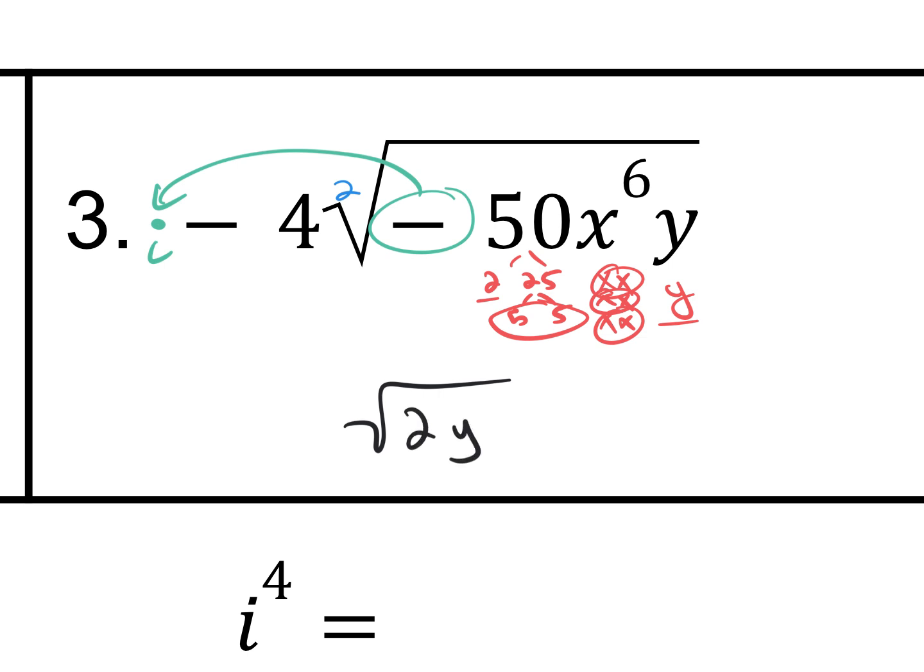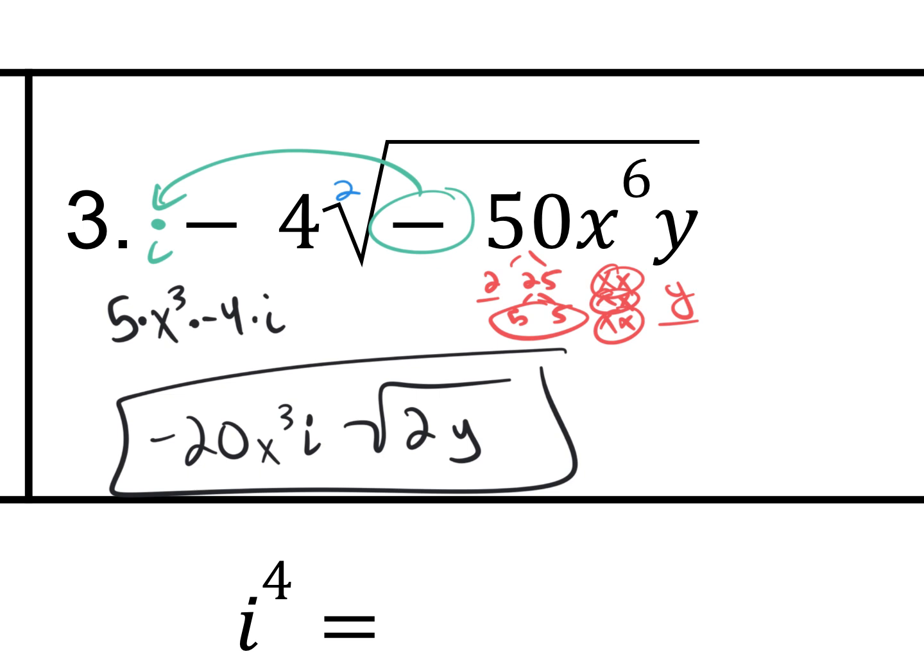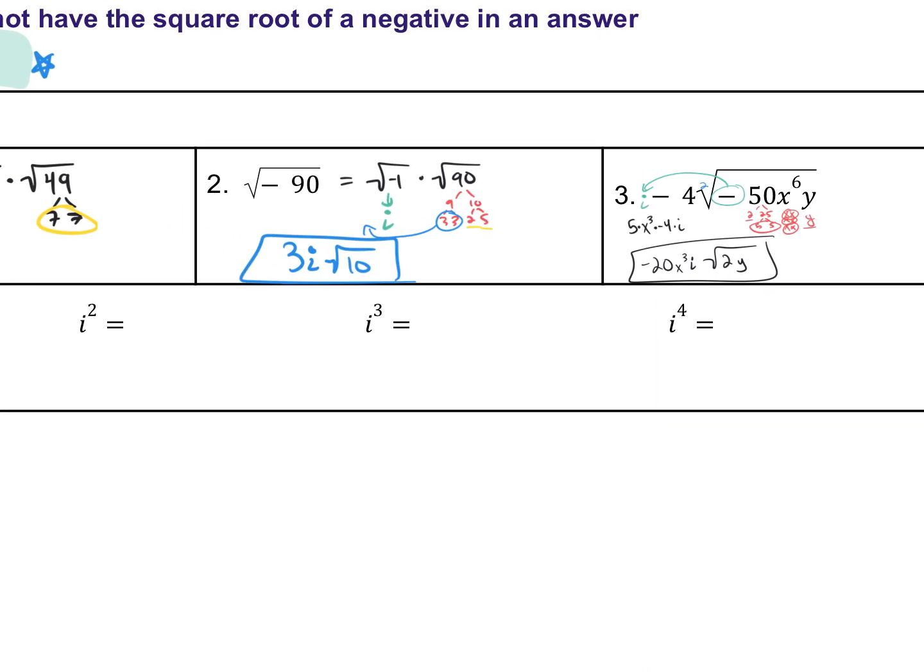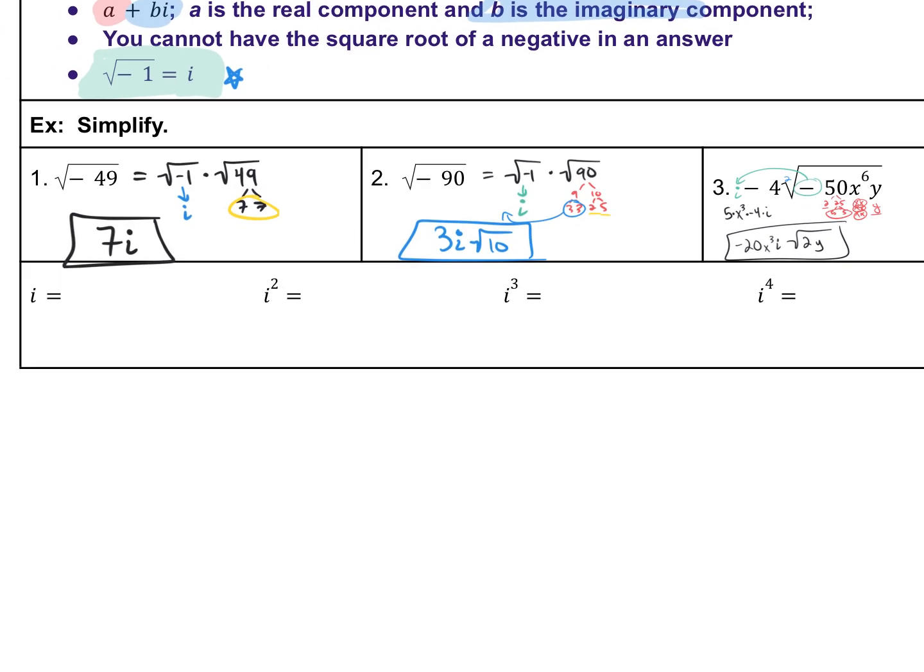Out front, we're bringing a 5, 3 x's, and there was already a -4 out there, as well as the i that we brought out there. So when we multiply all this together, we end up with -20 x to the 3rd i times the square root of 2y. So as you can see there, all 3 of those, in order to simplify them down, we had to use our imaginary unit. So all those 3 would simplify down to what we would call an imaginary term, or imaginary component.